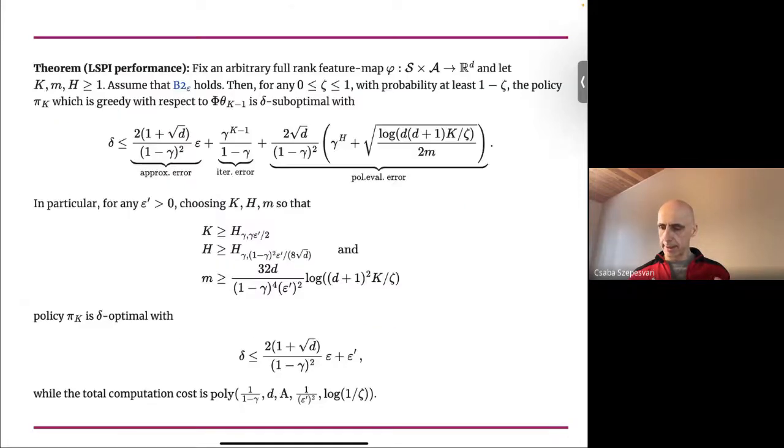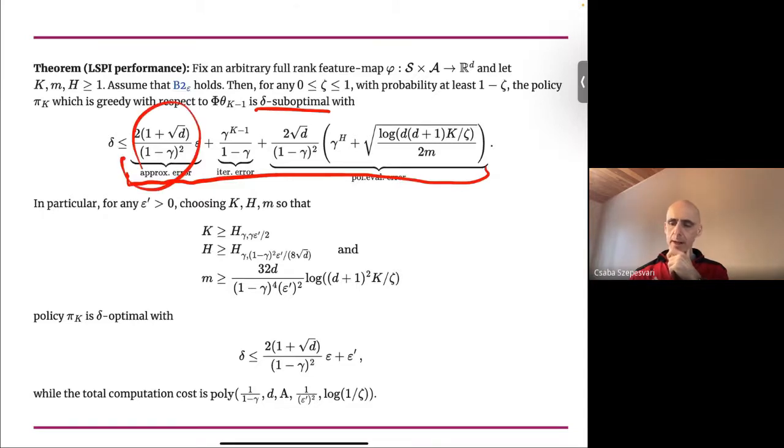So everything is nice and under control, and lo and behold, you can prove this result where you can show that for any choice of k, m, and h, the policy that we obtain after k iterations of this procedure is going to produce a suboptimal policy such that the suboptimality is at most of this size. All right, so here we have an approximation error with an h² blow-up factor and the square root of d.